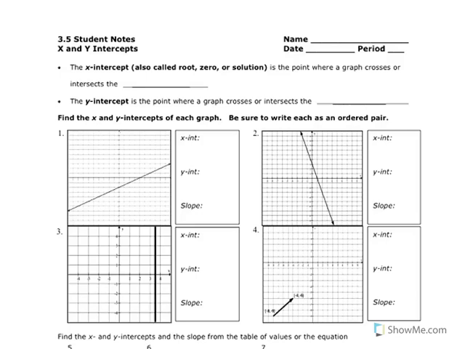These are notes for 3.5 on x and y intercepts. So let's just jump right in. It says the x-intercept, which is also called root, zero, or solution. Those are three terms that are synonymous with x-intercept.